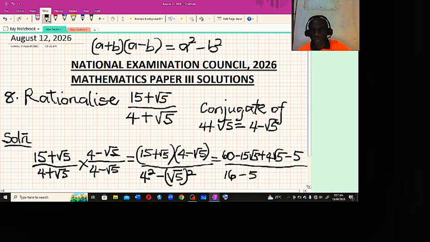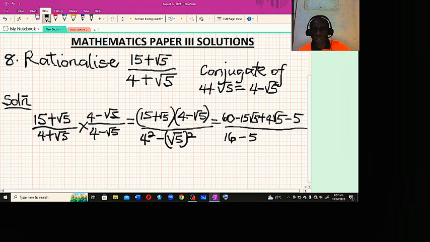Okay, so let's create some space for ourselves as we go on. Now 60 take away 5 will give us 55. And then negative 15 root 5 plus 4 root 5 will give you negative 11 root 5. For the denominator, we are looking at the difference between 16 and 5. So what would that be? 11 as well, so this equals 11.